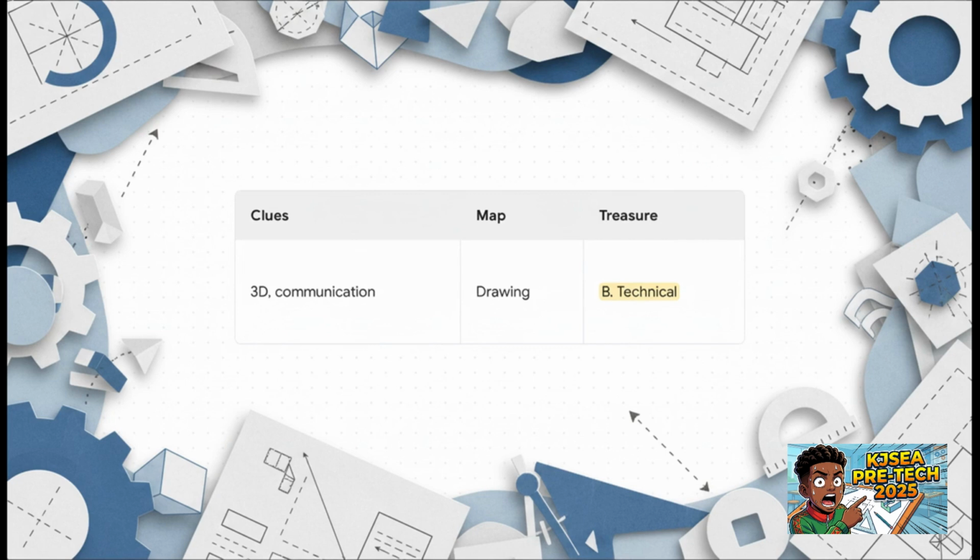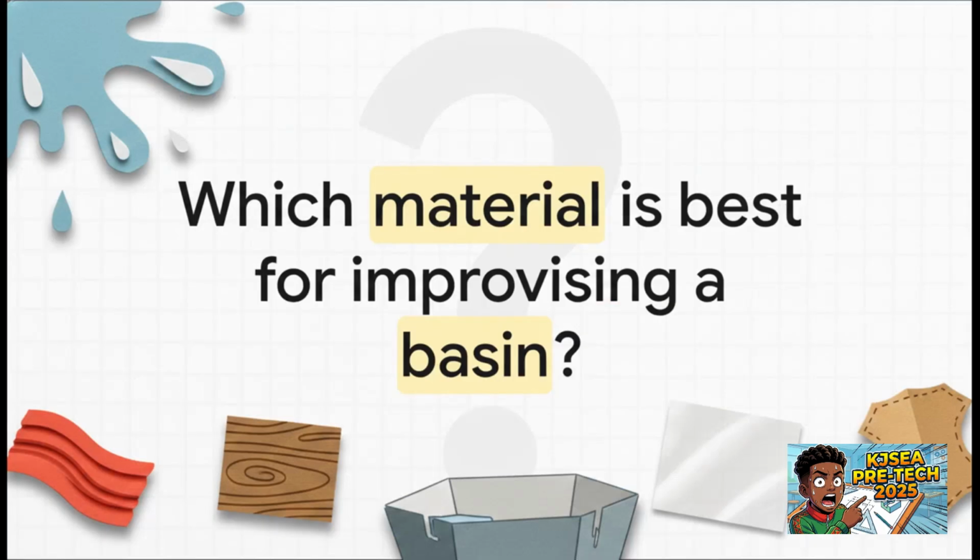You see, this isn't just some quick, rough sketch. It's a very specific 3D isometric representation, and it's used in technical fields to communicate exact shapes and sizes for production. Now, question 4 is a highly practical one. It reads, Halima collected a certain material to use in improvising a basin. Which of the following materials did she collect? A, plastic, B, rubber, C, timber, or D, leather.